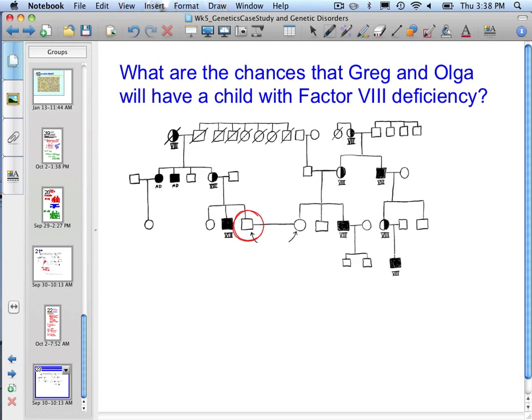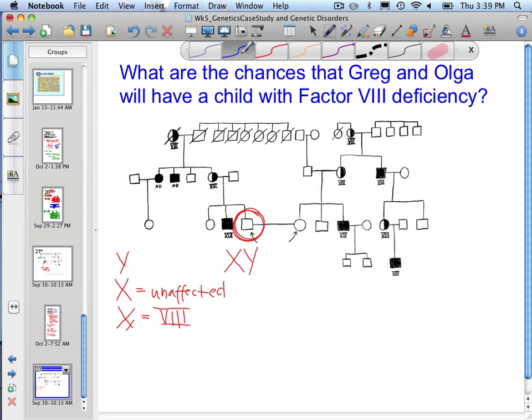The next thing that we have to do is find Greg and Olga's genotypes. So we'll start with Greg because he's easier than Olga. We know that Greg is a normal X and a normal Y because he is unaffected by factor 8 deficiency. And because factor 8 deficiency is a sex-linked recessive disorder, males cannot be carriers. So since he's unaffected, we know he does not have the allele.